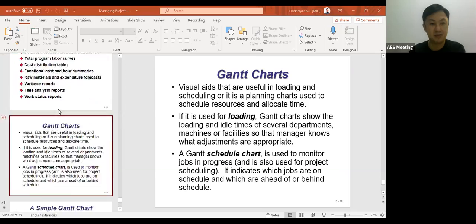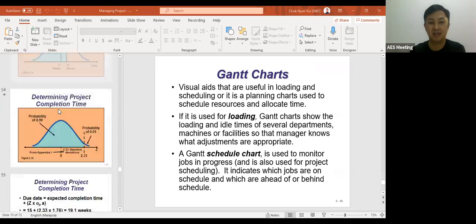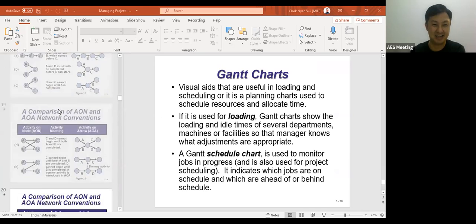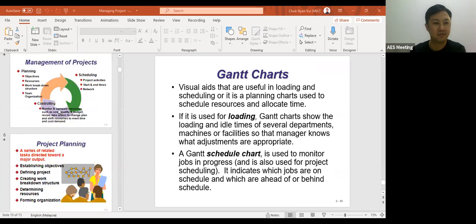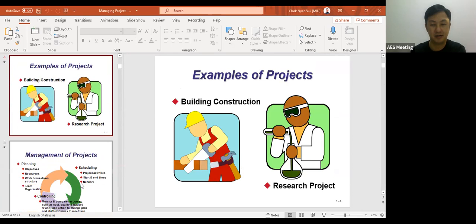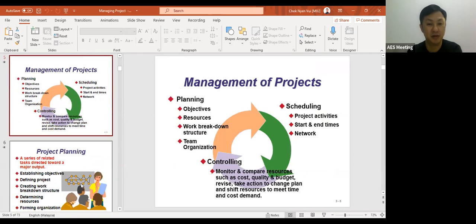Okay, right. So perhaps here I provide some summary for you. I think that is much easier. So, the summary: we have managing some of the projects. So some of the projects come towards the picture.